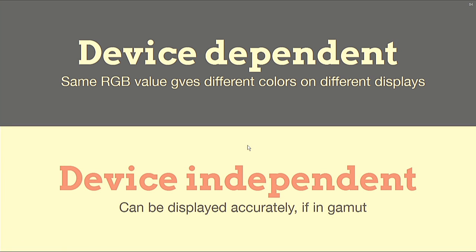Device-independent is where you say, here's the measured value, this is the actual color I want to produce, and then some piece of software converts it to the RGB values that are needed for the device you're using. So instead of having the same numbers everywhere and different colors, you have the same color everywhere and different numbers, which it calculates for you.